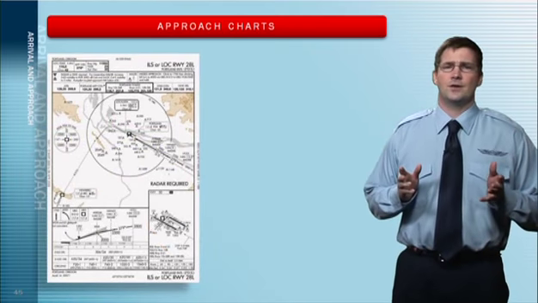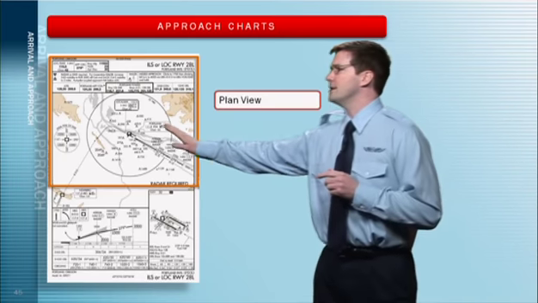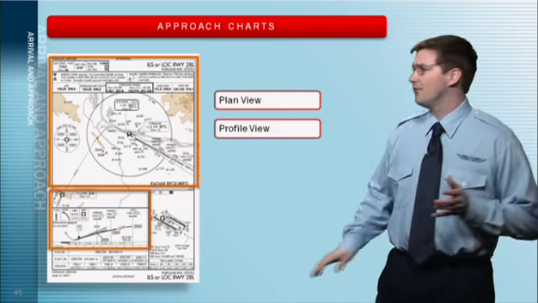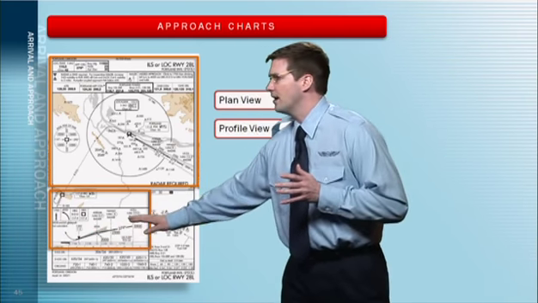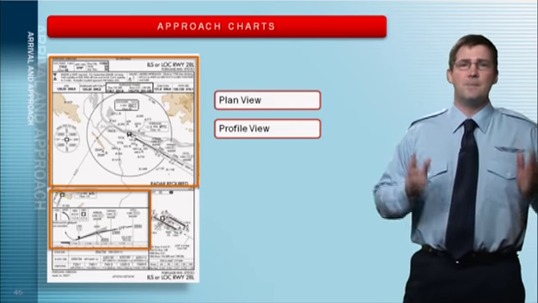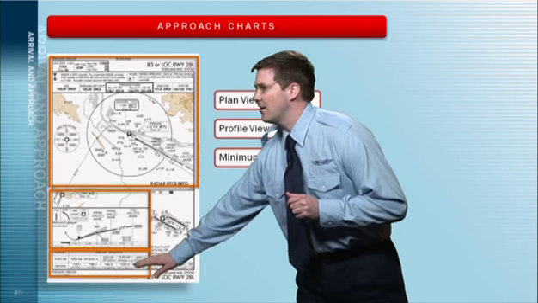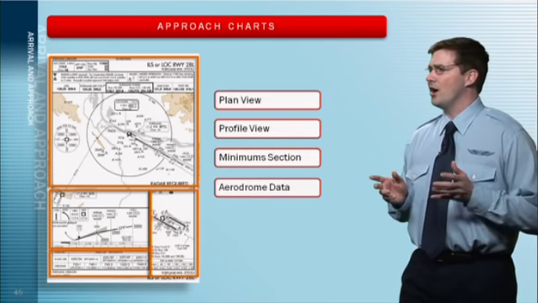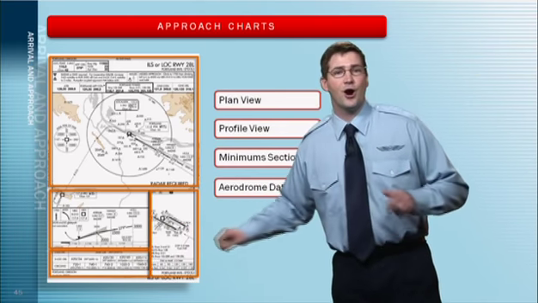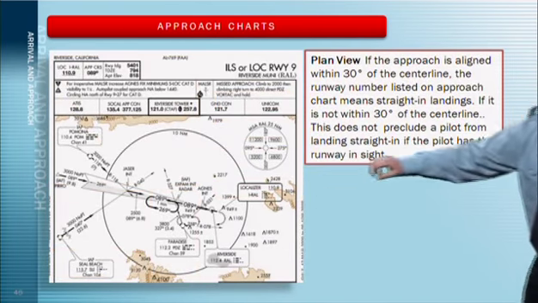This section on the approach chart is what we call the plan view, which is always the largest section showing an overhead view. Here's an example of the plan view right there. Now, the profile view shows how to fly the vertical descent. This is the profile view right here, and it shows how we fly the vertical approach to the airport. Now, the minimum section shows the visibility and descent limitations. And we can see that section down here. And then the aerodrome data, also referred to as the airport diagram right here, provides useful information regarding the airport surface. Let's take a closer look at the plan view. We'll take a look at that right here.